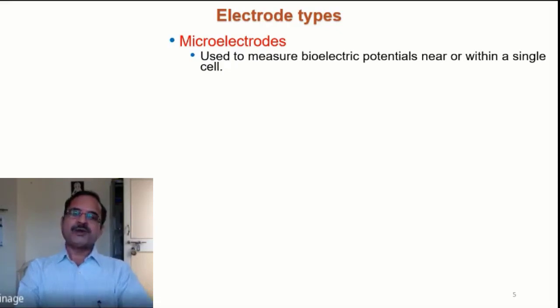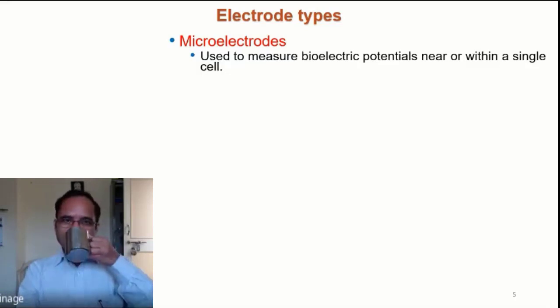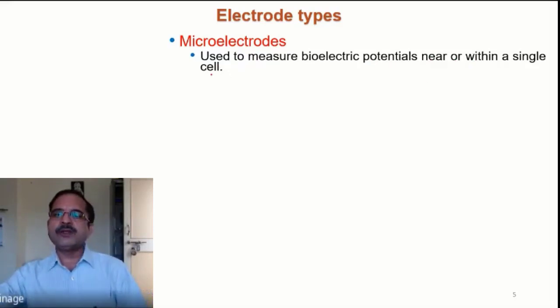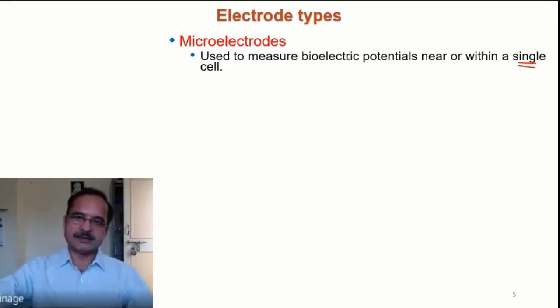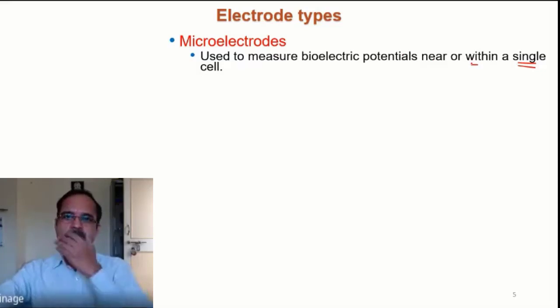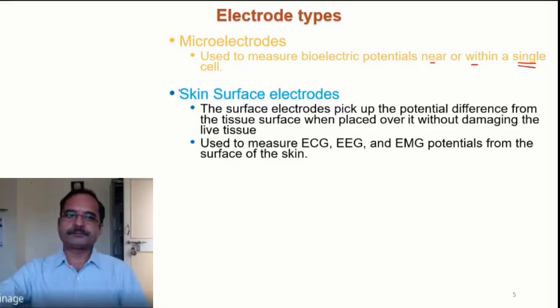So, the first one is called the microelectrodes. These microelectrodes, as the name indicates, micro means a very small or tiny electrode. This is used to measure bioelectric potentials near or within a single cell. So we are going to measure the bioelectric potential of a single cell using these microelectrodes. It may be within this cell or it may be near to this cell.